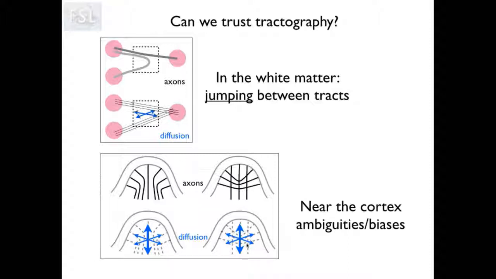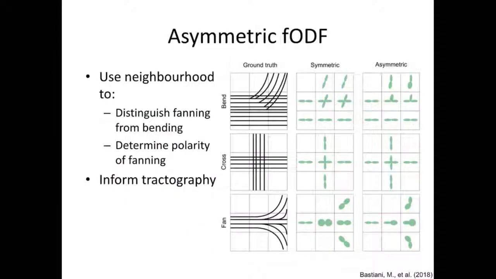And near the cortex, these ambiguities or biases will actually explode, because then you have a very narrow gyrus, which is going to be sampled in a matter of a couple of voxels, and you're unable to distinguish these very sharp projections that project to the so-called walls, rather than just to the top of the gyrus. And to try and circumvent this, we have developed, which is also in FSL, an asymmetric model of fiber orientation distribution, which is actually capable of distinguishing fanning from bending and also determining the so-called polarity of the fiber, right?